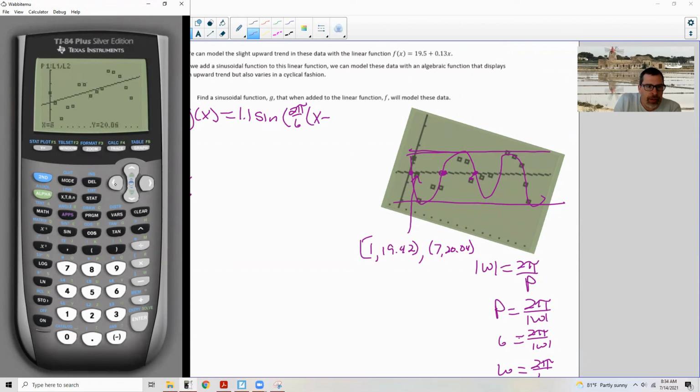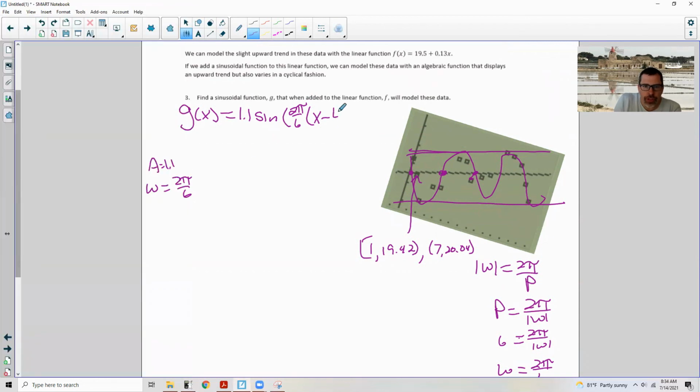And we are somewhere over here. Yeah, so it's right around here, which is 4. So I would put a 4 here for h. H equals 4. And then finally, what is our shift up? Well, in this case, we're going to use our midline as our starting point, so I won't have a k. It's not shifted up or down.